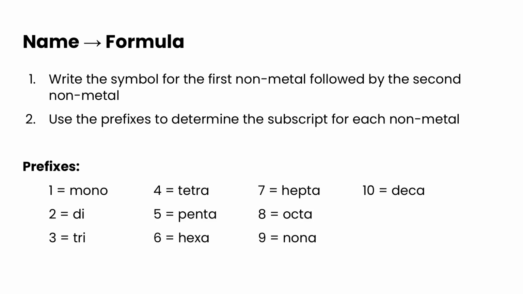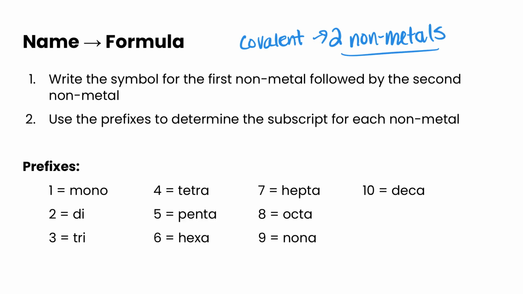In this video, we're going to take a look at the naming and chemical formulas of covalent compounds. So remember, covalent compounds are those that consist of two nonmetals, at least the simple binary ones. And this is what this video is going to focus on, just simple binary covalent compounds.